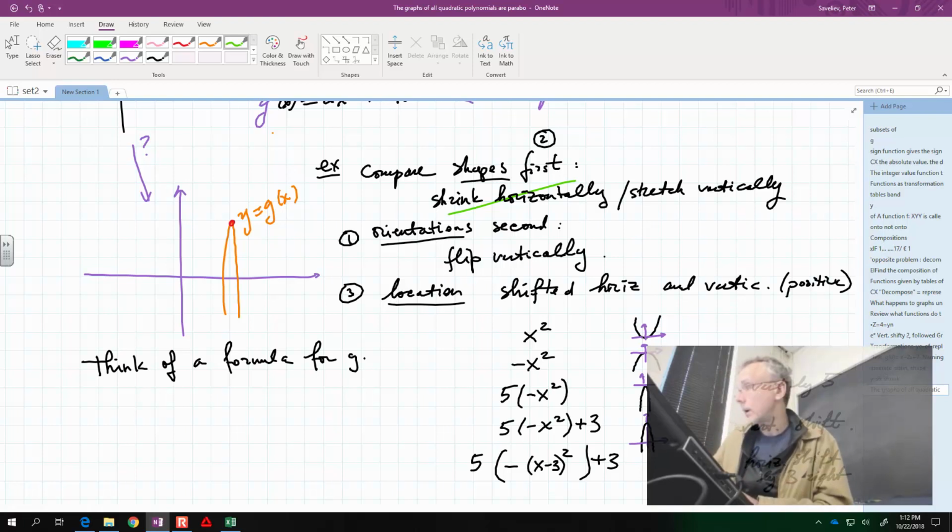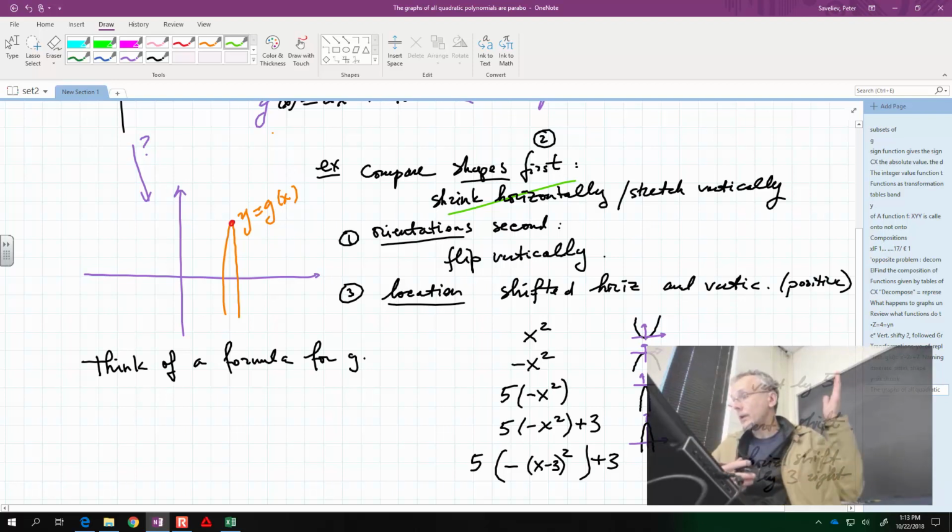And then finally, the location of the vertex, that I marked with red, is elsewhere, away from the origin, and that will be a shift, which is both vertical and horizontal. Okay, so we wrote it down, and then one by one we carried it out in the order of orientation, stretch, and then location.